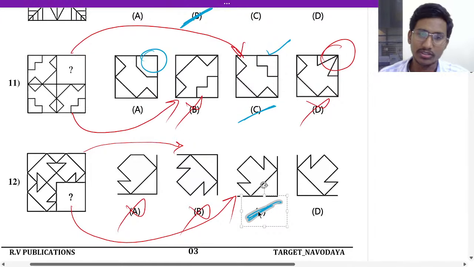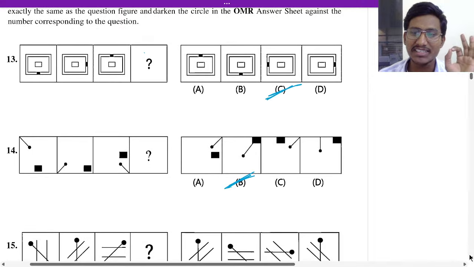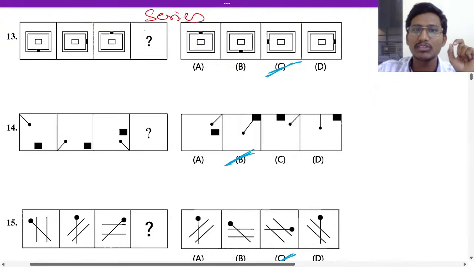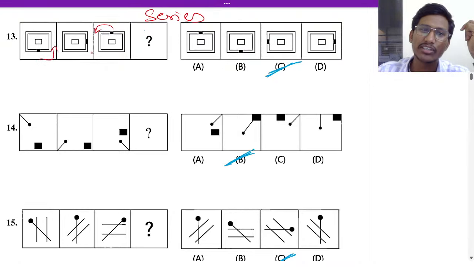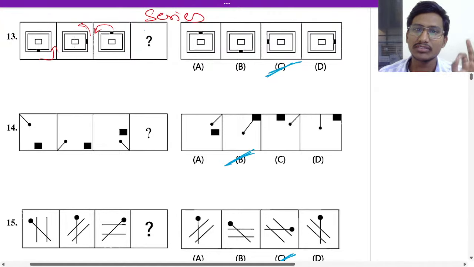Everyone understood? Okay, good. So now tell me the answer for 13th, students. That is part 4, series. Part 4 is series. So what will be the answer? It is very easy. It will rotate anti-clockwise, right? It is going anti-clockwise. So C is the answer here for the 13th one.